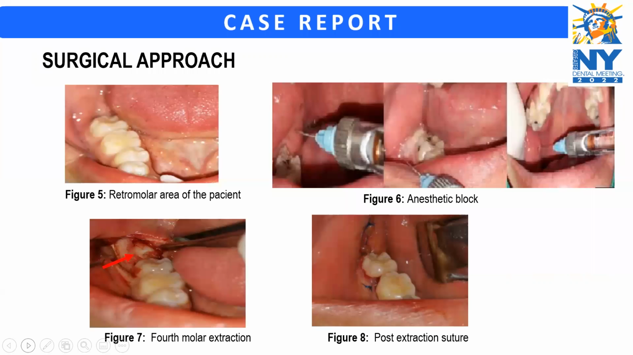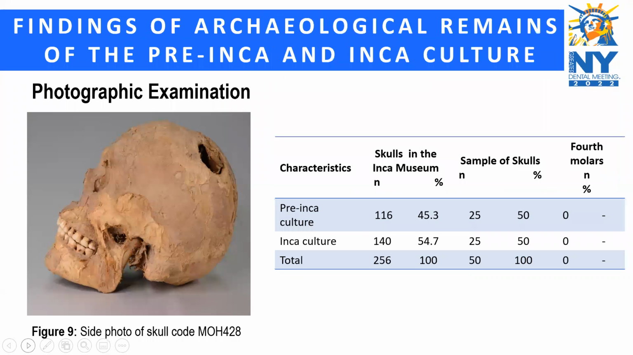The surgical approach began with the anesthetic block. We also reviewed archaeological remains of the pre-Inca and Inca culture. The observational technique was carried out through the anthropological macroscopic review of the human bone remains belonging to individuals from the Inca and pre-Inca time located in the Inca Museum, with prior authorization.